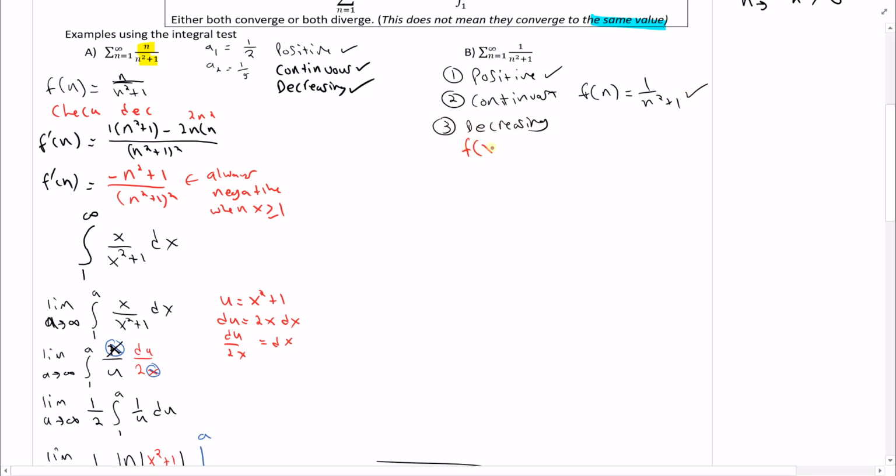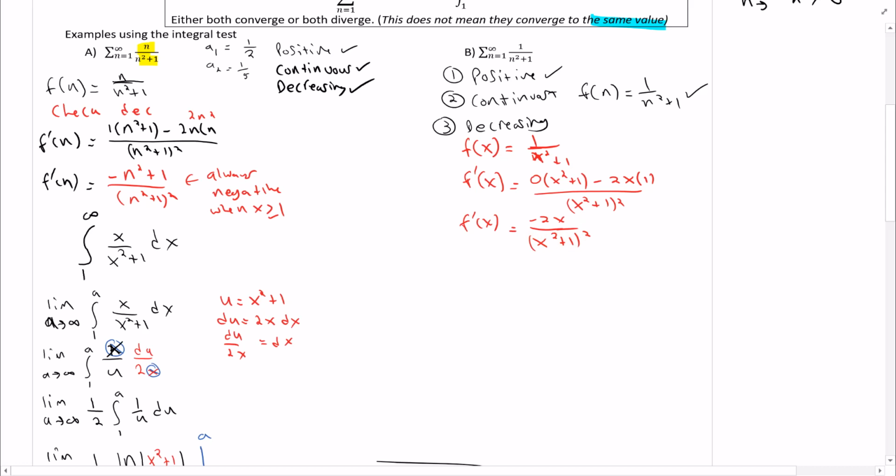So we're going to let f of x equal 1 over x squared plus 1. Yes, I'm changing the variable, it doesn't really matter what the variable is. Therefore, f prime is 0 times x squared plus 1, using quotient rule, right, minus 2x times 1, over x squared plus 1 squared. So f prime of x is negative 2x over x squared plus 1 squared.